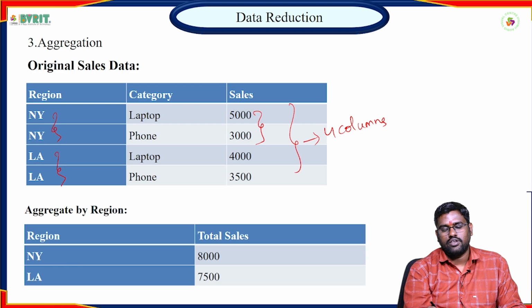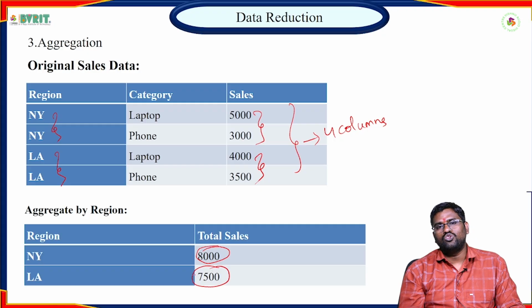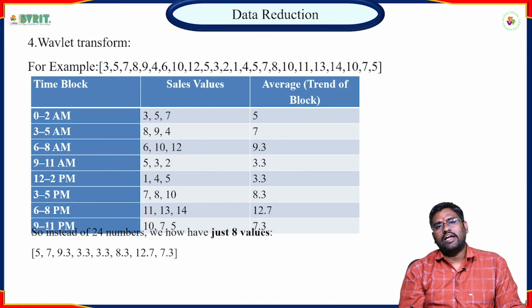5000 plus 3000, 8000. Next, these two, 7500. Aggregation means reducing the number of rows into a smaller number of rows. So that is about aggregation. And now coming to the next one, wavelet transform.